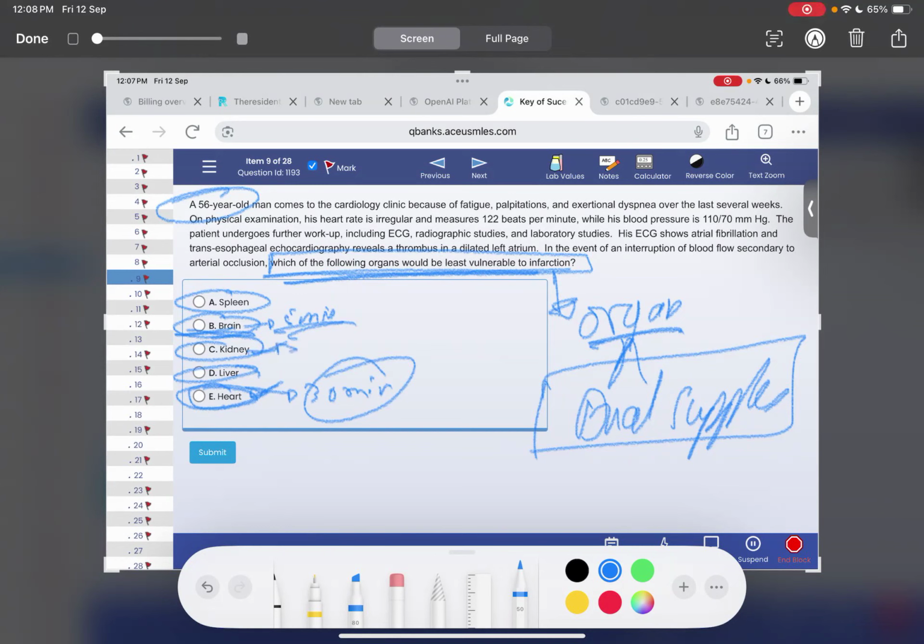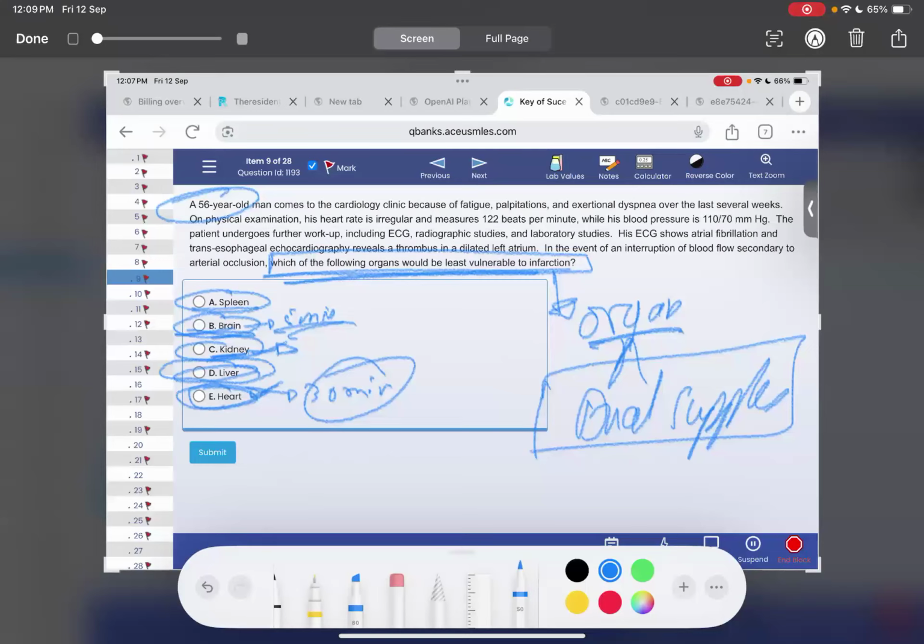Kidney. It is also affected by renal artery stenosis, which activates the renin-angiotensin system and everything like that. And spleen is also, liver. The liver is dual supplied. Yes, perfect.